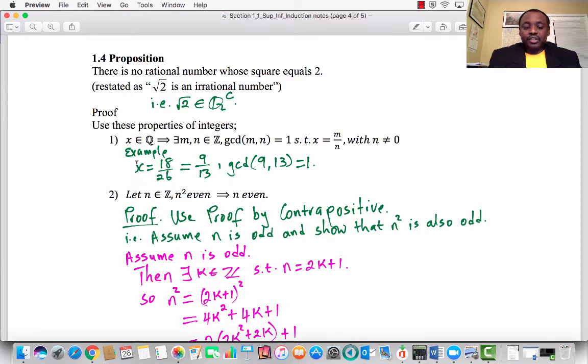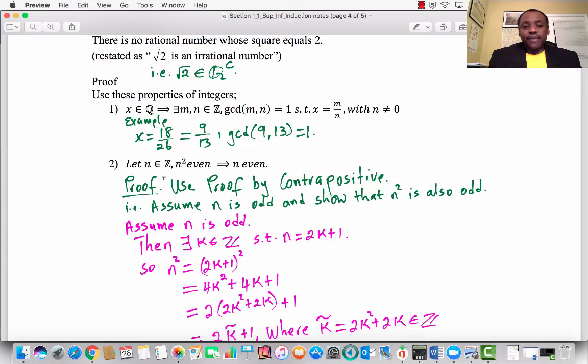For example, pick a rational number 18 over 26. You can see that the greatest common divisor between 18 and 26 is not 1, but I can reduce this fraction down to 9 over 13, and the greatest common divisor is going to be 1. So, every rational number can be written in its most simplified form, where the greatest common divisor between the numerator and the denominator is 1. That property would be used in the proof of root 2 being an element of Q complement.